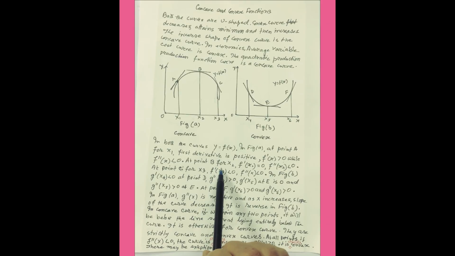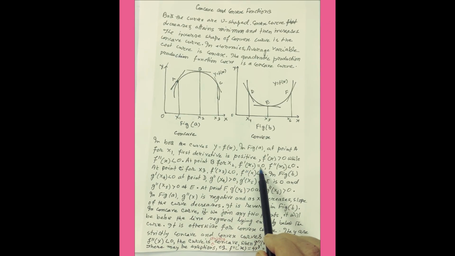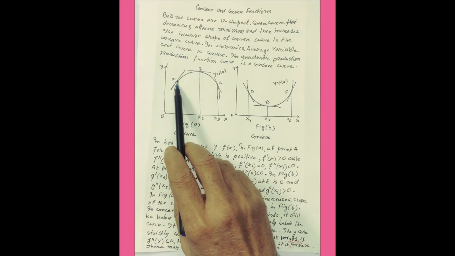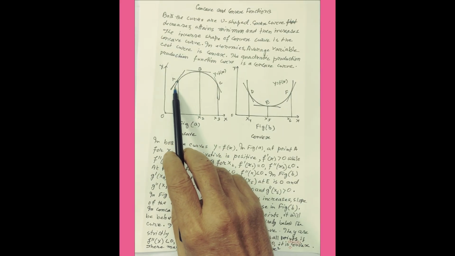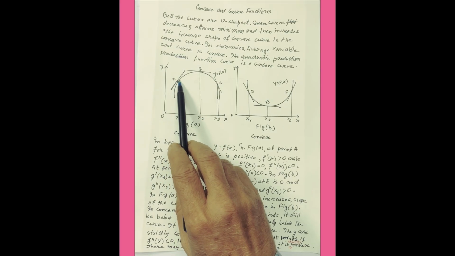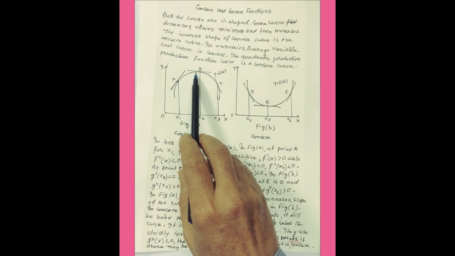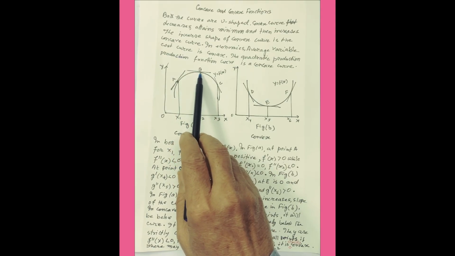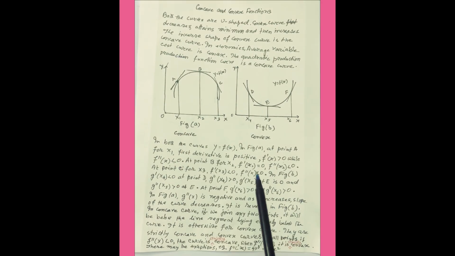That's why the second derivative is negative. Now at point B for x2, the first derivative is 0. Here it increases and increases, that means it is increasing at a declining rate. Ultimately at B, there is no increase. It is the maximum. After that, there is no increase. So at B, the first derivative is 0 and the second derivative is negative.